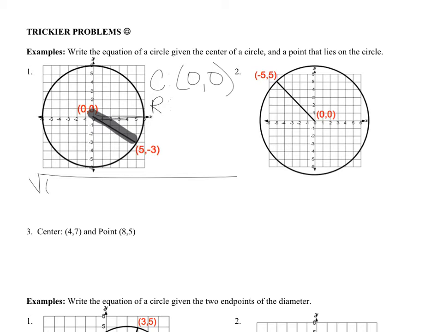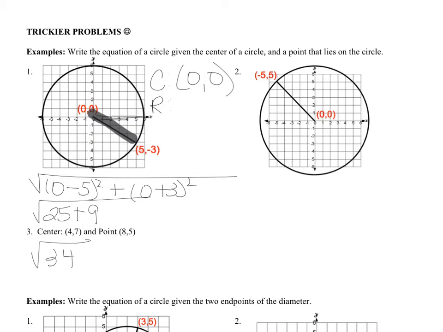So the square root of (0 - 5)² + (0 + 3)². So I get 25 plus 9. So I get the square root of 34. So the square root of 34 would be 5.8. So my radius is 5.8 units. So okay, well fine. How do I now write the equation? So it would just be x² + y² = r².